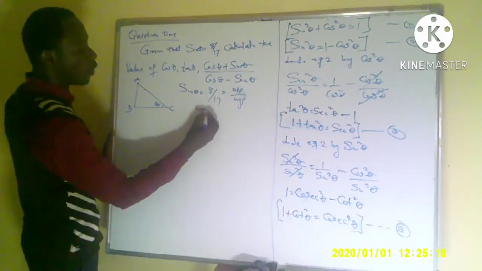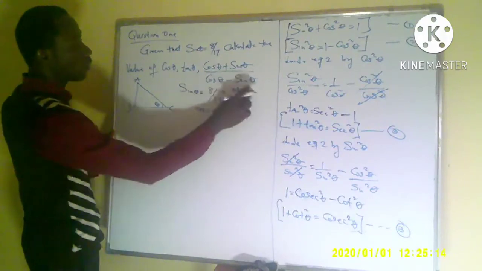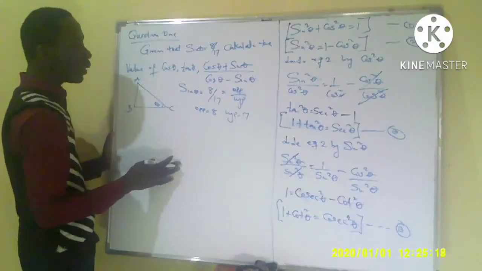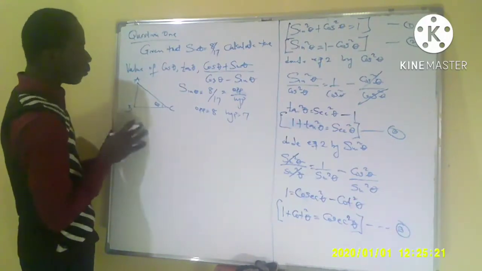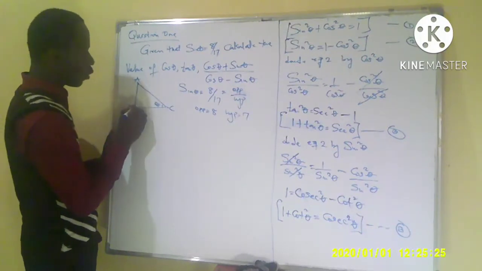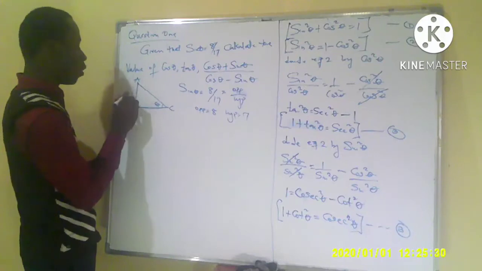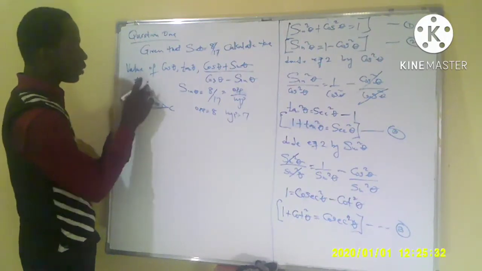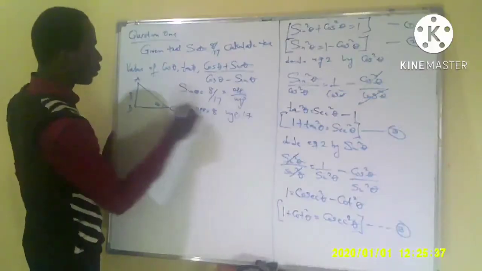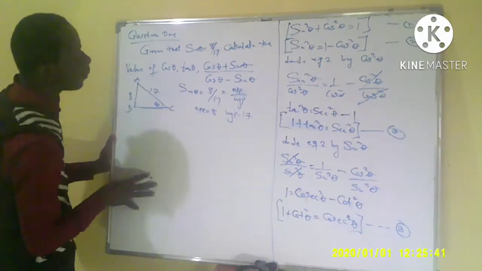So let me write it out. Opposite is equal to 8. Hypotenuse is equal to 17. Now that we have the hypotenuse and the opposite, where do I put my opposite? This is my angle, opposite is 8. Where do I put my hypotenuse? The longest side, which is 17. Don't forget this 17. So now that we have 17, what happens next?